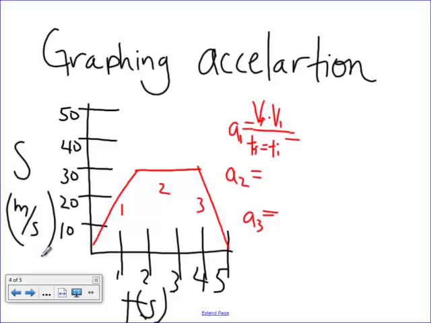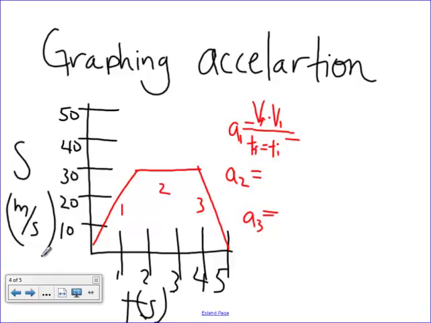Okay, so let's say an object accelerates at 1 meter per second squared. That means the velocity of the object increases by 1 meter per second each second. So if the object was initially at rest, its velocity would be 1 meter per second after 1 second, 2 meters per second after 2 seconds, and so on.